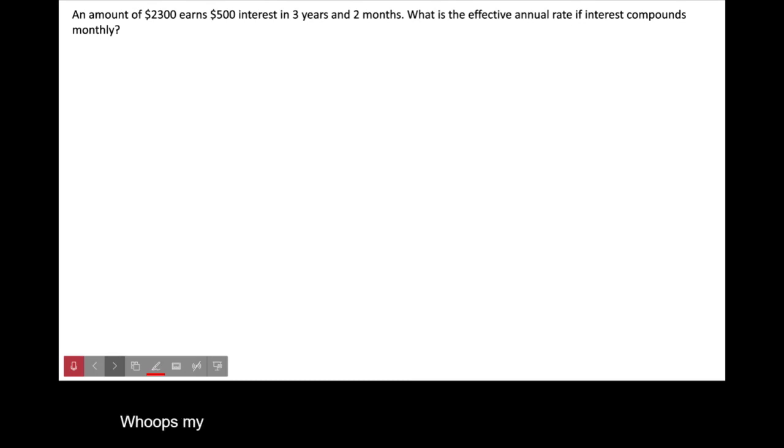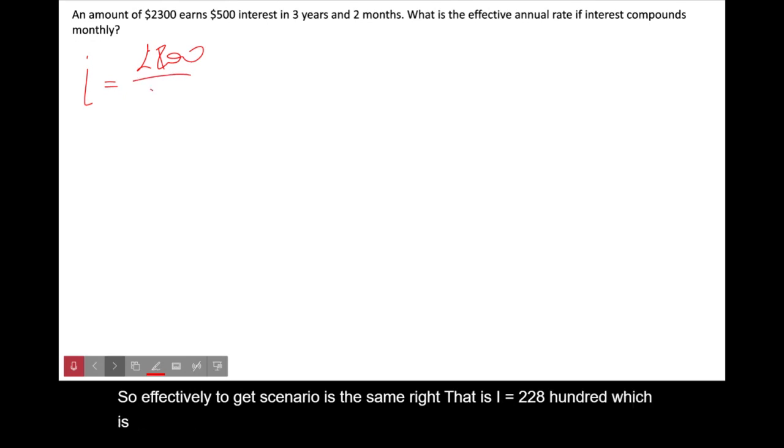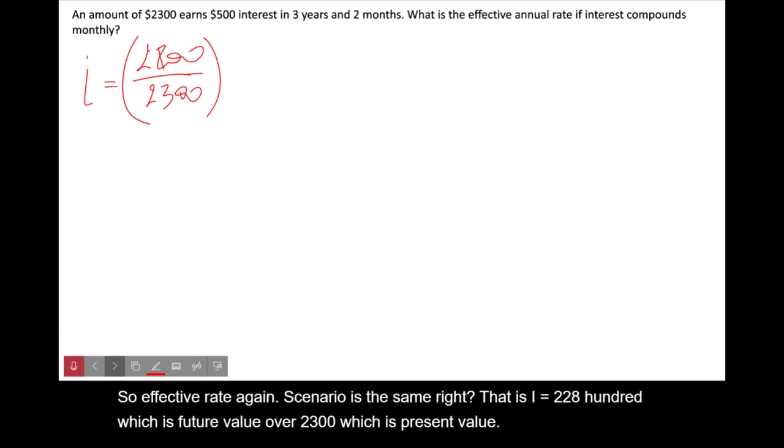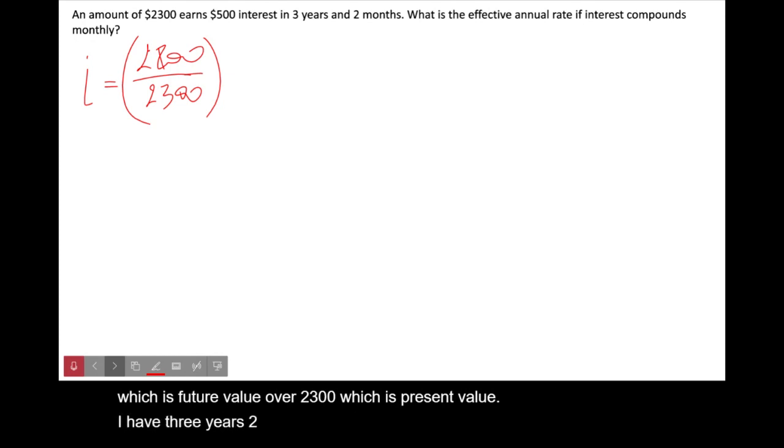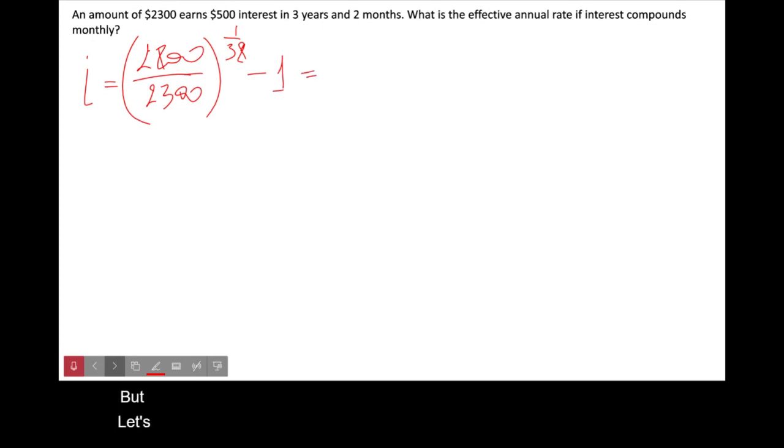And so effective rate again, the scenario is the same, right? That is i equals 2800, which is the future value, over 2300, which is the present value. And now I have 3 years, 2 months monthly. That is what? 36 plus 2, 38. Right? Let's calculate.